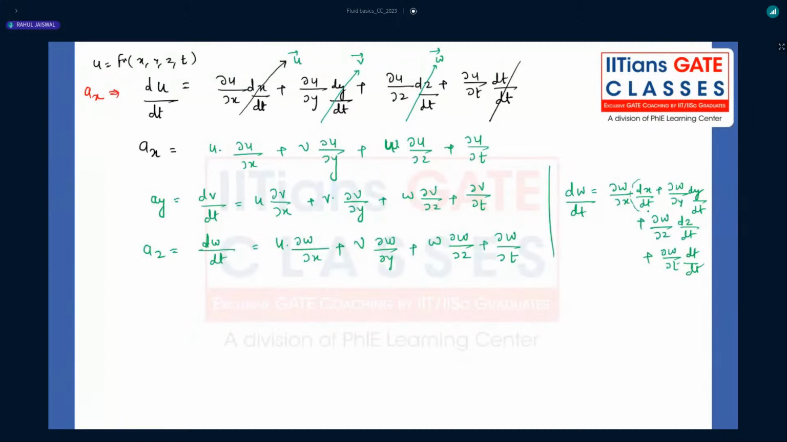This thing will be what? This thing can be written as u. This thing can be written as what? Small v. And this thing will be what? Omega. All of you are getting my point? Is that clear? Acceleration in the Cartesian coordinate system? Tell me, guys. Any difficulty in this acceleration?